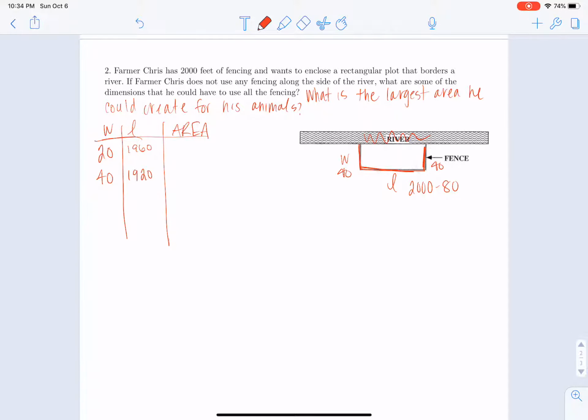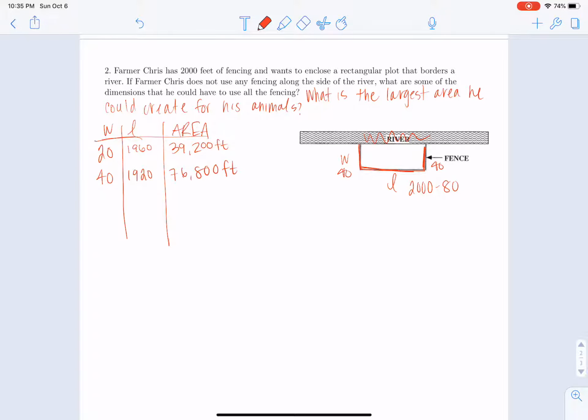So 20 times 1,960. This is going to give me an area of 39,200 feet squared. And let's see, do I get a different area here? 1,920. Yeah, my area is much larger if I have a larger width.